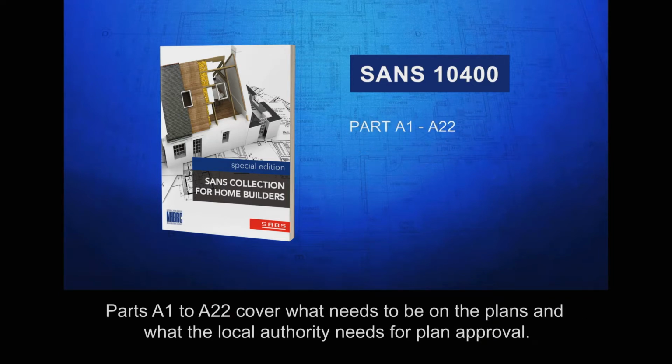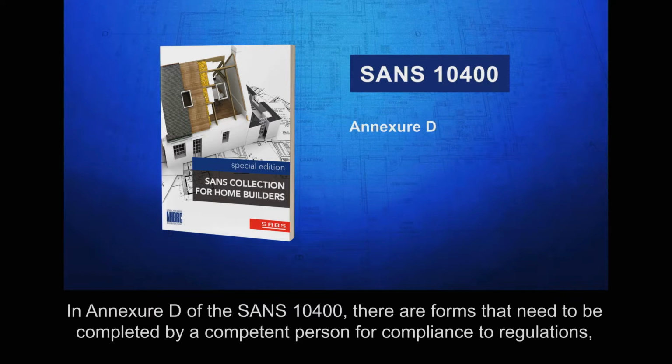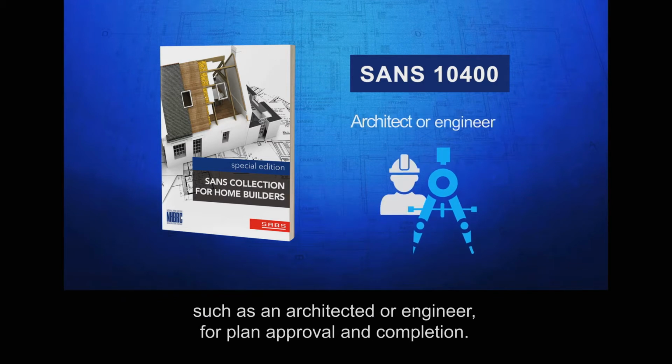Parts A1 to A22 cover what needs to be on the plans and what the local authority needs for plan approval. In Annexure D of the SANS 10400, there are forms that need to be completed by a competent person for compliance to regulations, such as an architect or engineer for plan approval and completion.